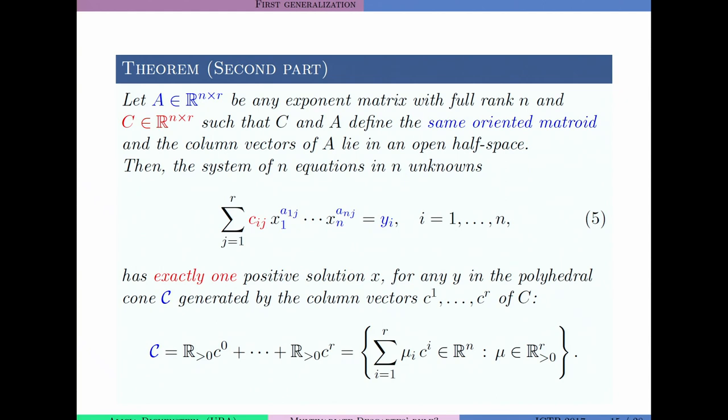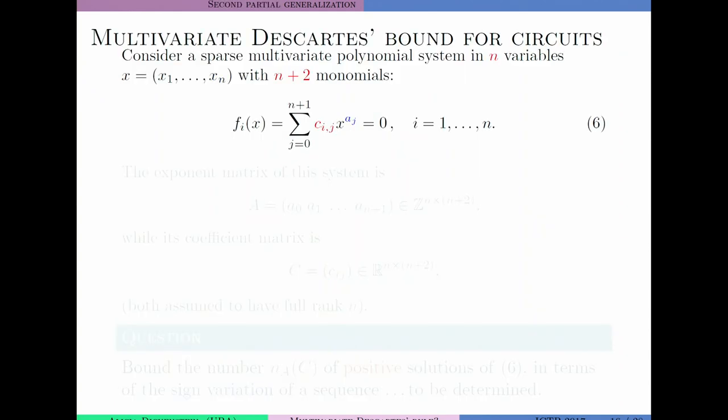I mean, not so basic. Okay, now let me tell you what we did for circuits. So now we have n plus two monomials, so my R is n plus one. I have n plus two monomials, and I have n polynomials with n plus two monomials.